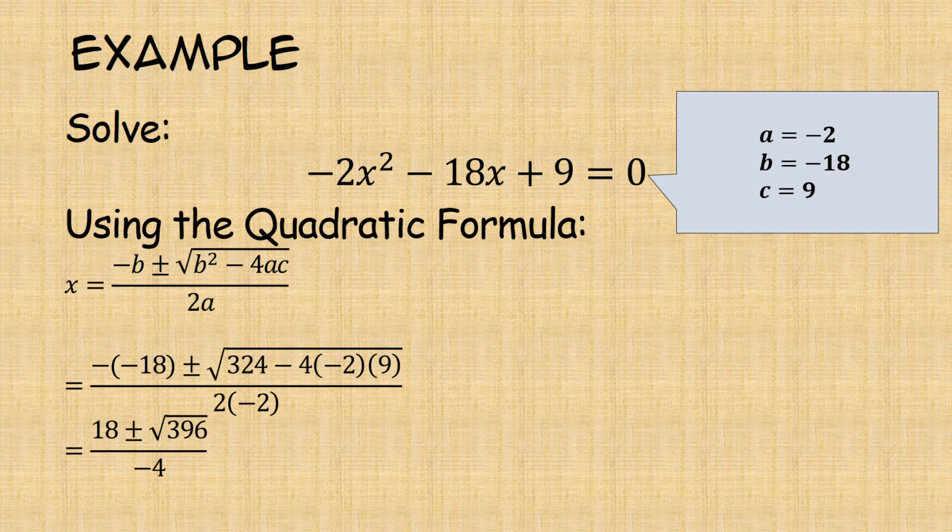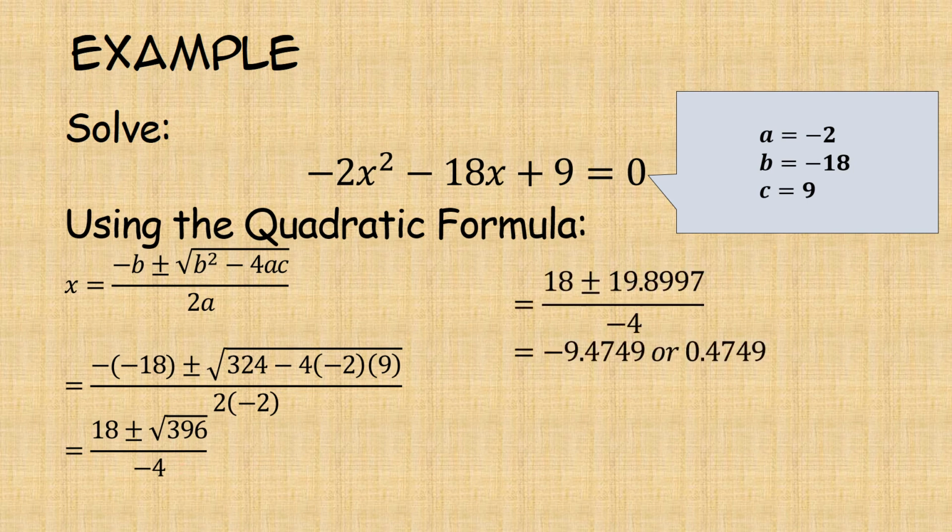Then remember again that when we take the square root, we need to account for the cases where the square root of 396 is positive and where it is negative. In this case, the square root of 396 is 19.8997. Then you take 18 plus 19.8997, divide by negative 4 to get negative 9.4749. Or you take 18 minus 19.8997, divide by negative 4 to get 0.4749. By completing the square, the result is the same.